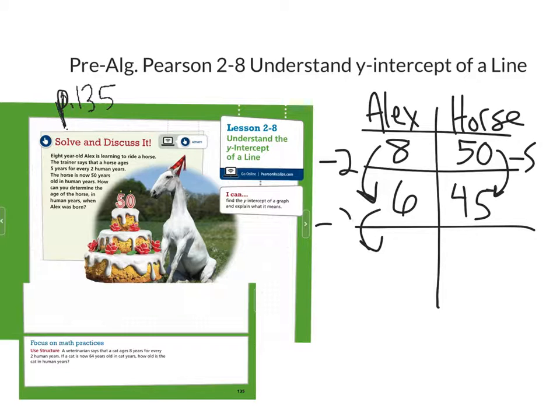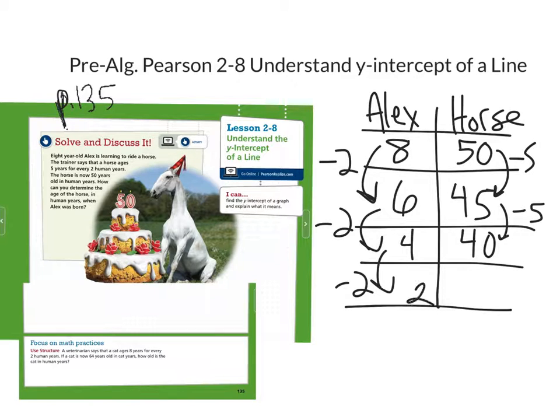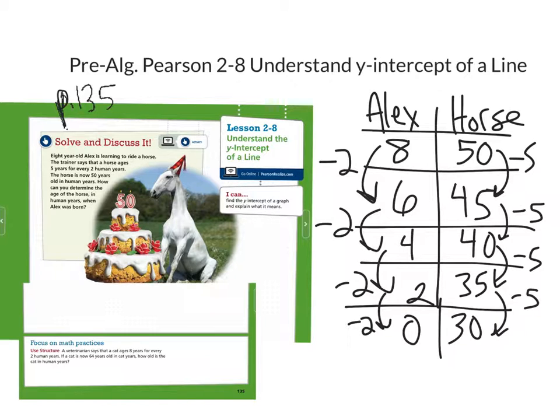And we can do that again. 2 years off for Alex, she would be 4. 5 years off for the horse would be 40. 2 years off for Alex would make her 2. 5 years off for the horse would make the horse 35. And then 2 years off for Alex would be 0, which would be when she was born. 5 years off for the horse would be 30. So we can see that the horse was 30 in human years when Alex was born.